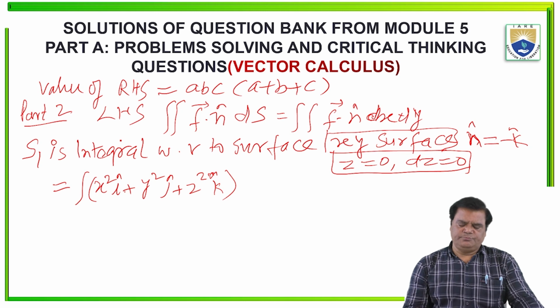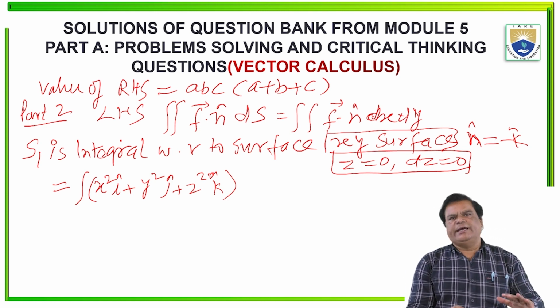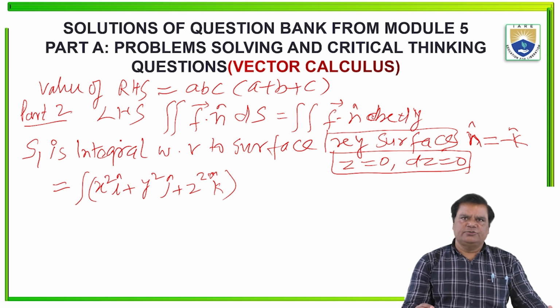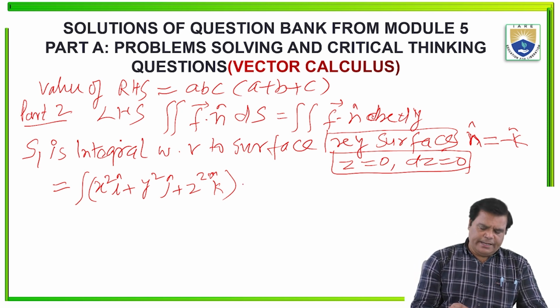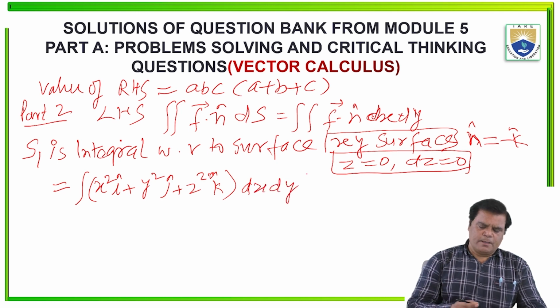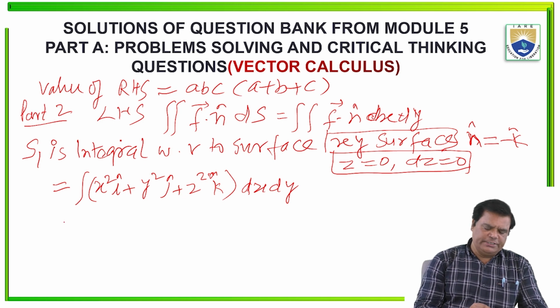And here is the integral along the xy surface. So on the xy surface, the direction of n is minus k. So n is minus k. So now putting here dx, dy for ds. So dx dy. Now putting z equal to 0 and dz equal to 0. So z equal to 0 is this. Now double integration here.